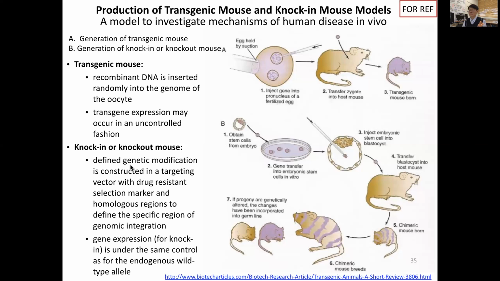In this case, we define the genetic modification in a target vector with a drug resistance selection marker so that we can select them, and homologous regions of the genome to define the specific region for integrating into the genome. So gene expression is now under the same control as for the endogenous wild type allele. The knock-in or knock-out mouse is a good model for mimicking a human disease.